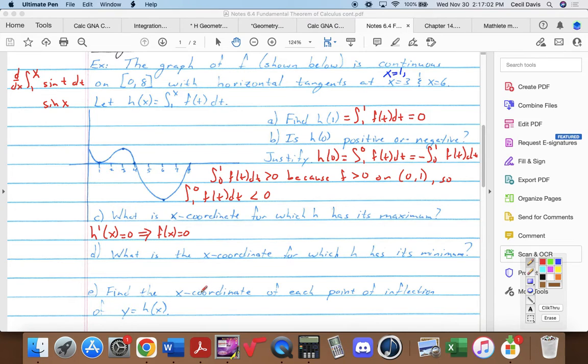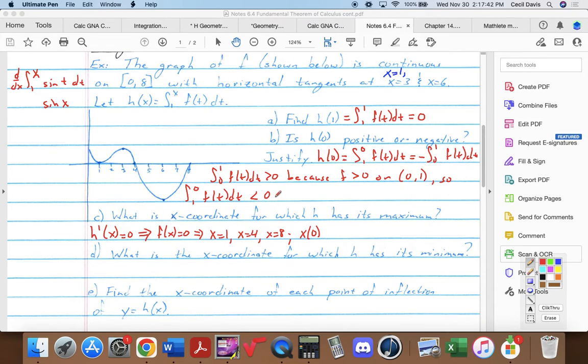All right, so where does that happen? At x is 1, x is 4, and x is 8, right? So those are some of my candidates. What is my other candidate? Yeah, x is 0. So we need to look at each one of those.